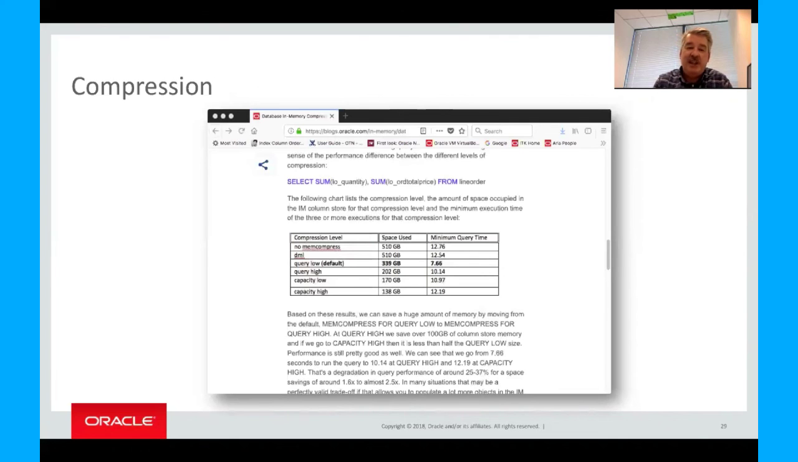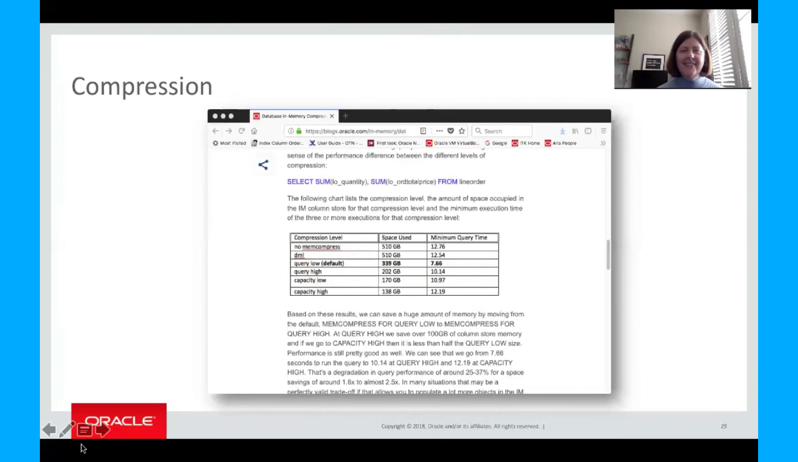So just because you experience a 20 or 30% degradation in response time performance, but you're gaining 2 or 3x in capacity for the column store, that trade-off versus not having those objects populating the column store at all, where we're talking 10x performance improvements, can be significant enough to warrant experimenting and making use of the higher compression levels. So what do you think? Did I cover everything there?